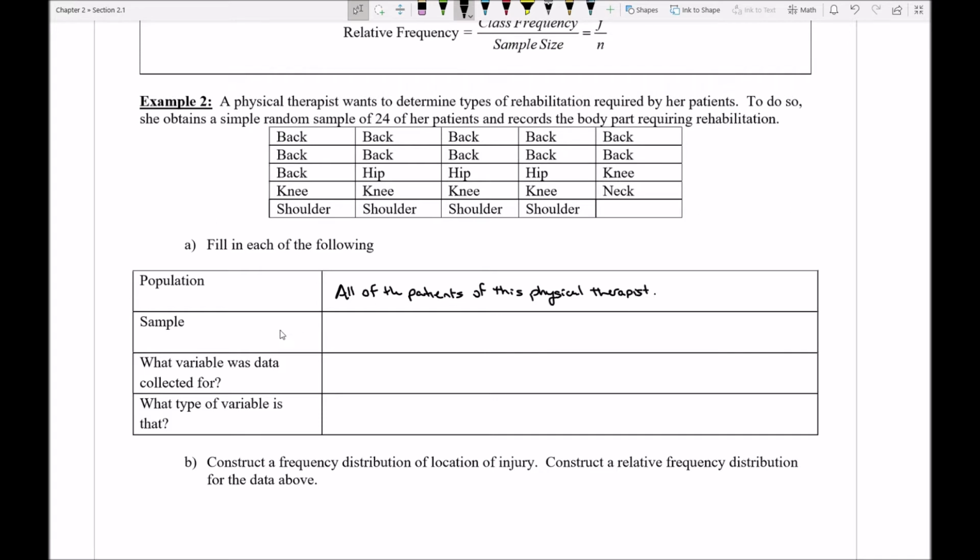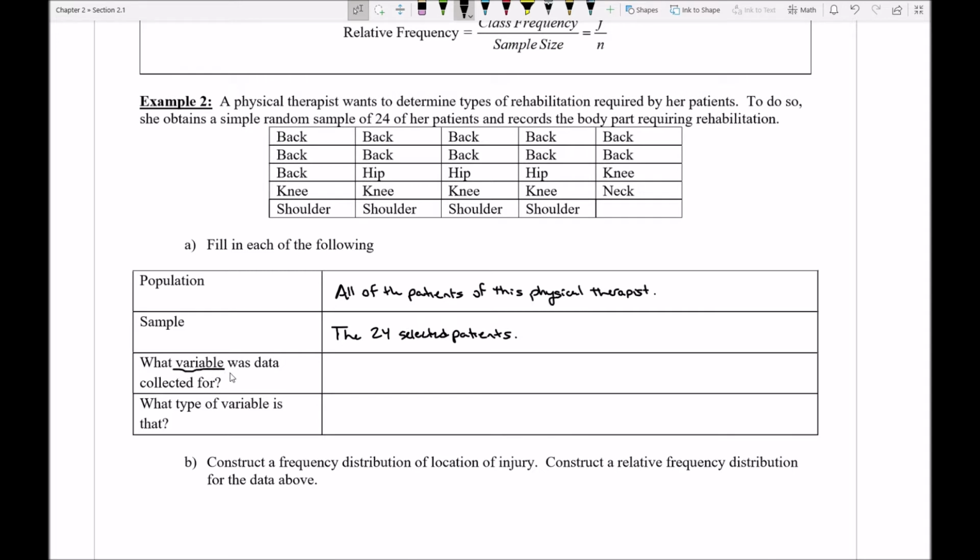Notice that the sample would just then be the 24 selected patients. Okay, so we're going to learn something about all the patients that this therapist has by maybe looking at just a few of them, right? Just 24 of them. Now, here's the important idea from this section.